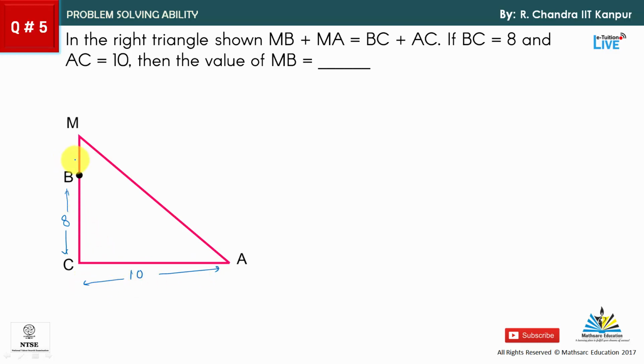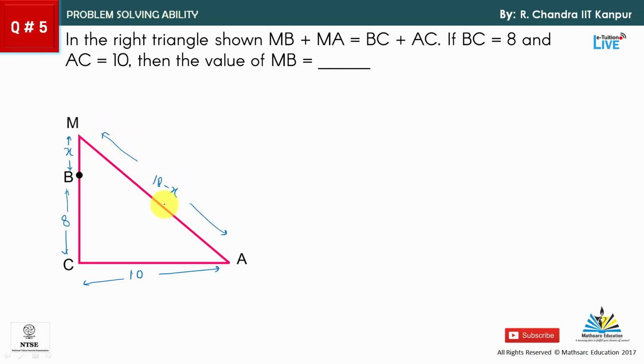And MB plus MA is equal to BC plus CA. So this length is equal to 18. And we need to find MB. So let's say MB length is equal to X. Hence, since the total length is equal to 18, and we have already taken this as X, this length must be 18 minus X.